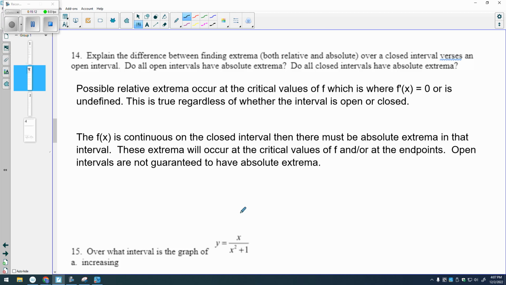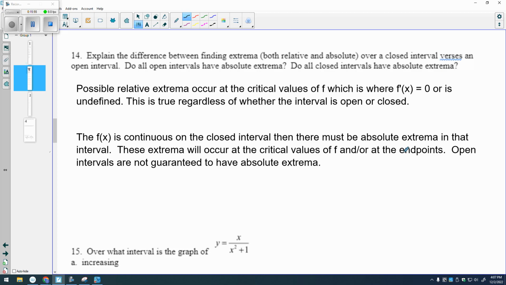Absolute extrema, if it's continuous. Okay, so if my f of x is continuous on a closed interval, then there must be absolute extrema. So up here it asks me, do all closed intervals have absolute extrema? Yes, if my function's continuous. Not differentiable, doesn't need to be differentiable. It needs to be continuous. Okay, extreme value theorem. If f of x is continuous, guaranteed there must be absolute extrema. Where do they occur? At critical values or at endpoints.